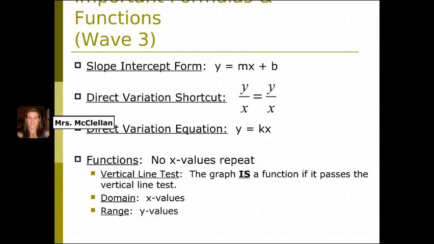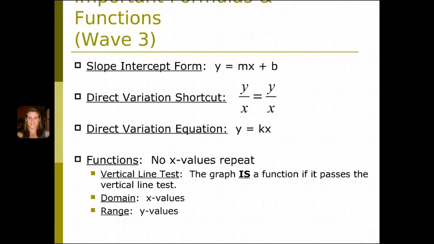The final wave of your test is going to be all the problems that you had not previously answered. There is no specific test-taking strategy for this portion of the test. However, there are 3 very important formulas that you should know.